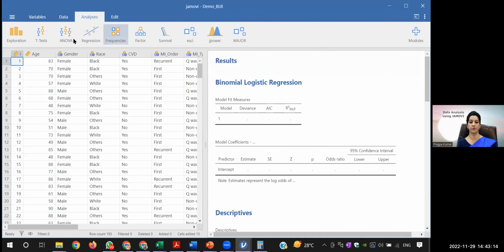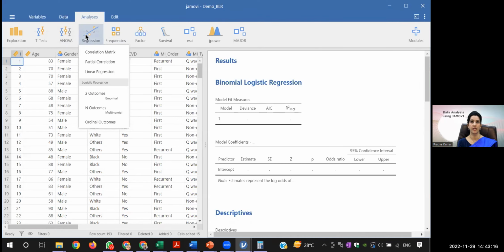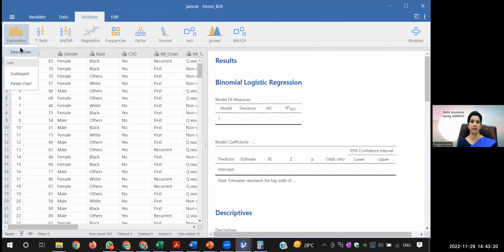In the option, you click this regression. And till now, what we have learned in this exploration is the descriptive. Then on this we have learned regarding the independent sample t-test, paired sample t-test, and one sample t-test.